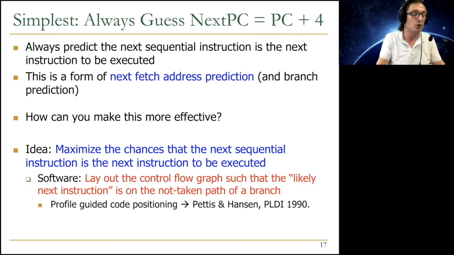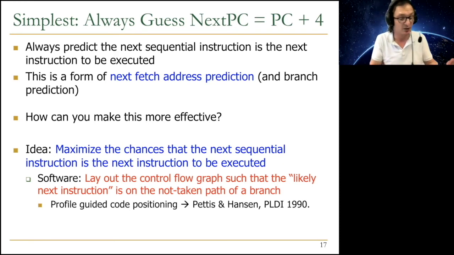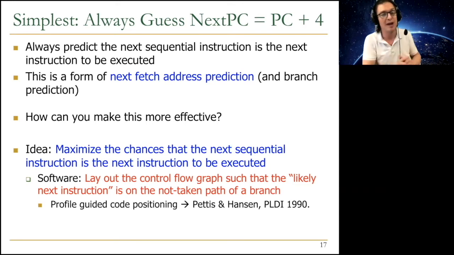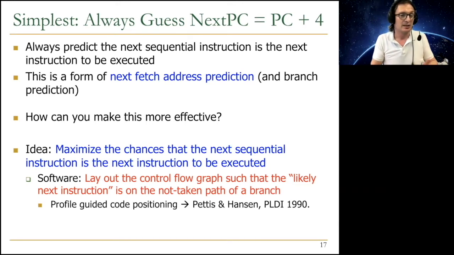And it requires a profile input set to be representative of the real input set. If it's not representative, the compiler may lay out the code in one way, assuming that the frequently executed path is going to be A to B. But in real executions, if the frequently executed path goes from A to C, the compiler was wrong.